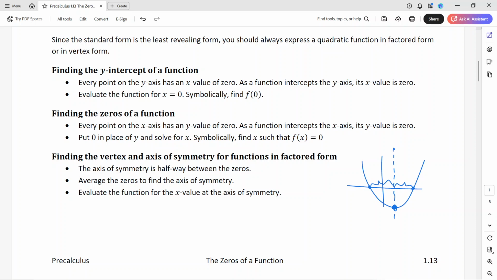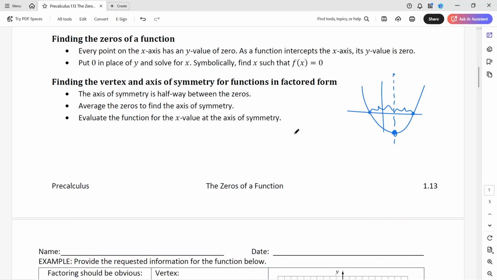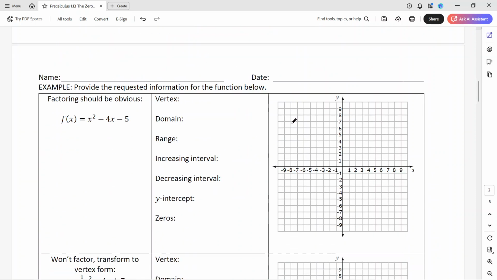So with that in mind, let's just look at some examples and see what we can do with them. So the first thing that we should always look for is to see if we can factor it. And this can factor with ease. So I would have an x minus a 5 times an x minus a 1.